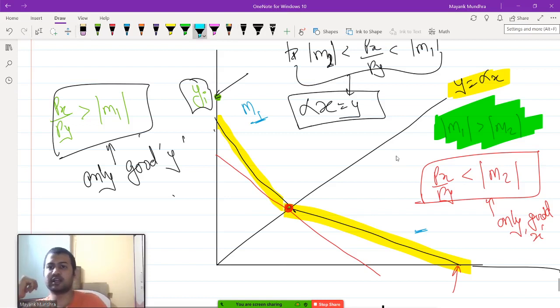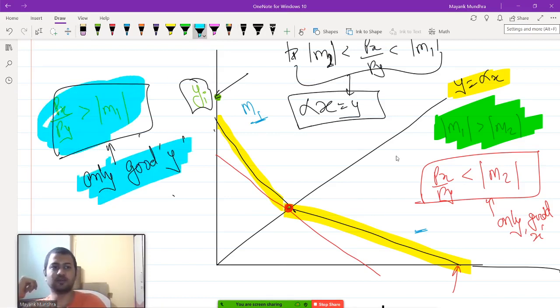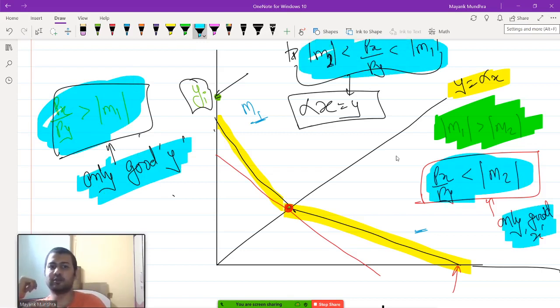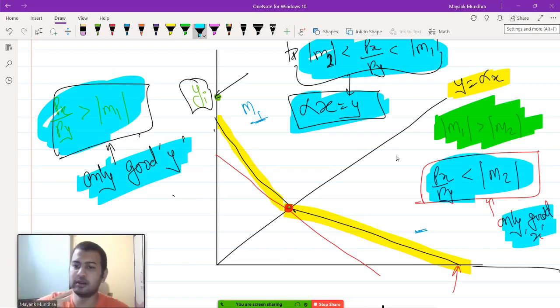So these are your three situations. In this situation, you consume only good y. In this situation, you consume only good x. And for intermediate price ratios, you consume on the line of vertices, so on the alpha x equals y line.